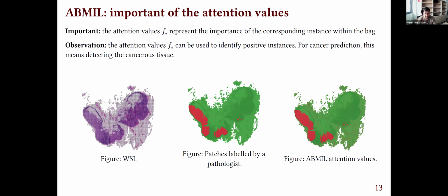This is an example of a whole slide image, and then we have the patches that have been labeled by a pathologist. And then we have the predictions of an ABMIL model trained on it. I would like to note this: the model has been trained using only bag level labels. The model has not been shown any patch level label, and it is still able to localize where the tumorous tissue, the cancerous tissue, is. That's why it's important.